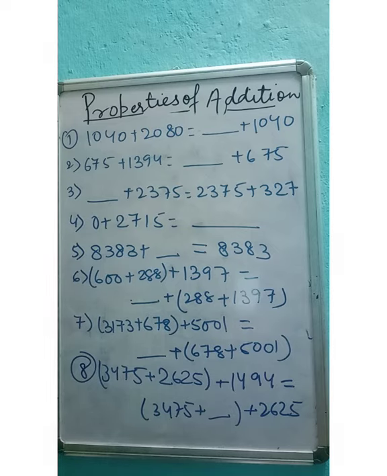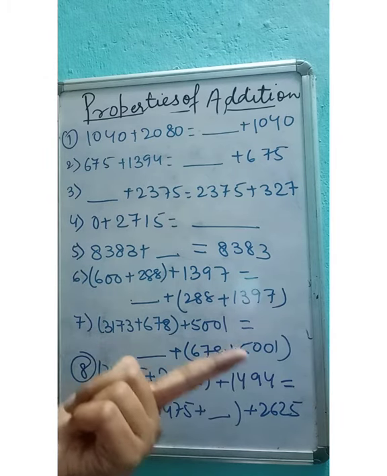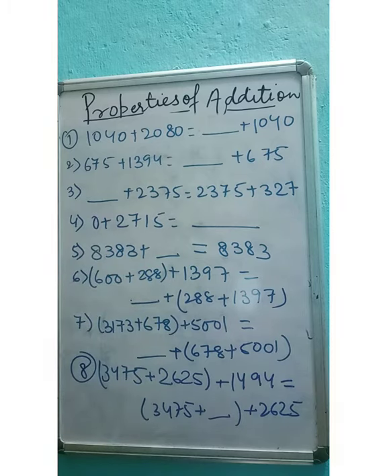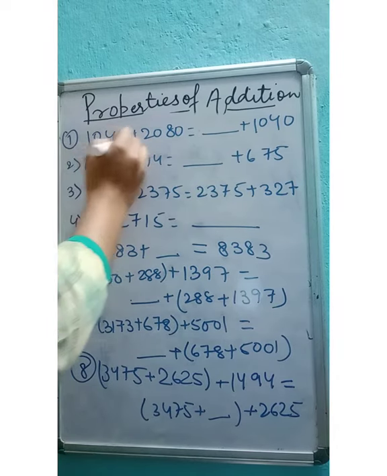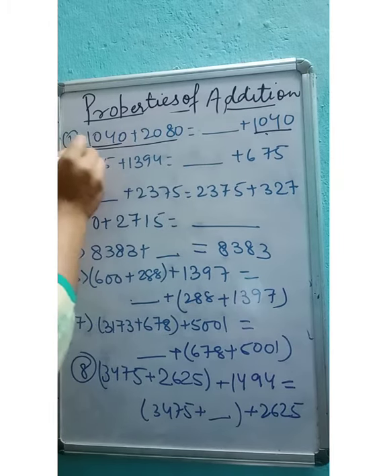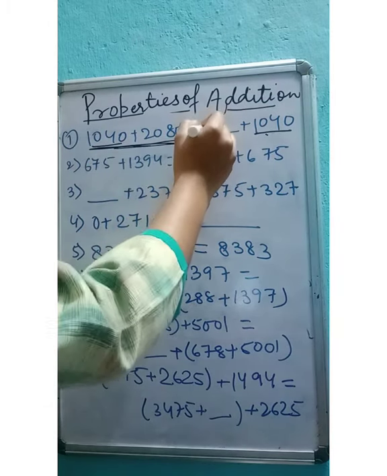Okay, so how many properties of addition have we read? We have dealt with 3. First is order property, second grouping property, and third additive property. And grouping property is also known as associative property. So here, which property will we use? Order property. If this is given here, and this is given here, whatever we add to this number, the answer will be the same when we add these 2 numbers, nothing else.